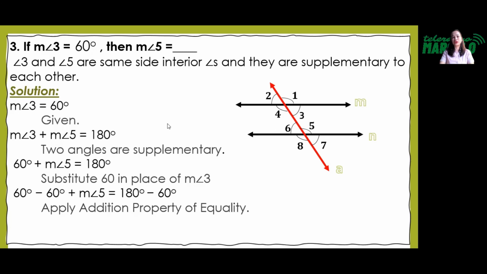Apply addition property of equality. So we have 60 degrees minus 60 degrees plus measure of angle 5 is equal to 180 degrees minus 60 degrees. Therefore, from that equation, we can determine the measure of angle 5, which is equivalent to 120 degrees. Okay, so now we know that the value of measure of angle 5 is equal to 120 degrees. And 120 plus 60 is equal to 180 degrees, and they are supplementary angles. Okay, so let's level up.